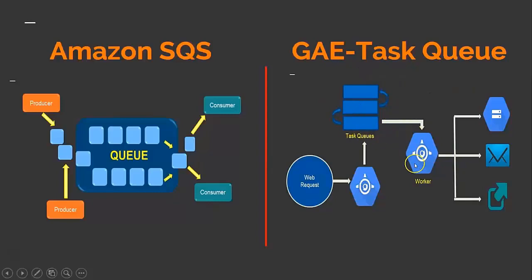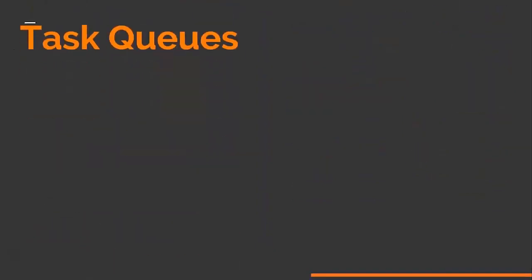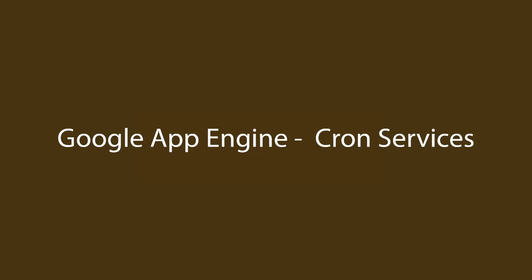So this is about your task workers, and we have seen that we have two types of task workers here. We are going to see how we arrange these queues and how we configure these task queues in our GAE. So keep watching. In the next video, we are coming up with the configuration part, so stay tuned for it.